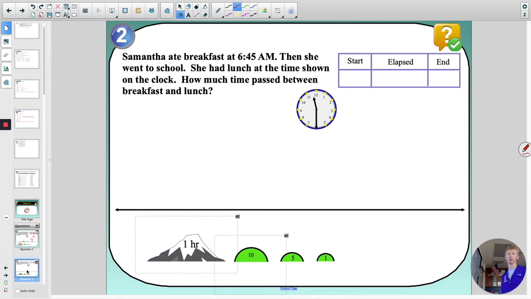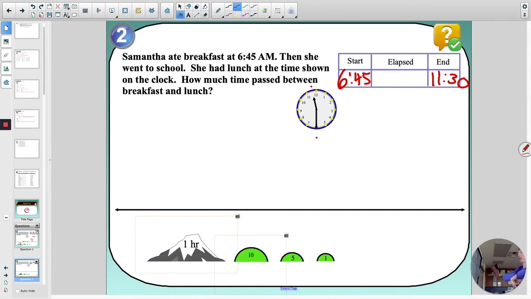Samantha ate breakfast at 6:45 a.m. Then she went to school. She had lunch at the time shown on the clock. How much time passed between breakfast and lunch? So 6:45 is the start. End time, we have, it's between the 11 and the 12. So anytime it's between, you always go to the lower number, or the number behind. So it would be 11:30 is lunch.